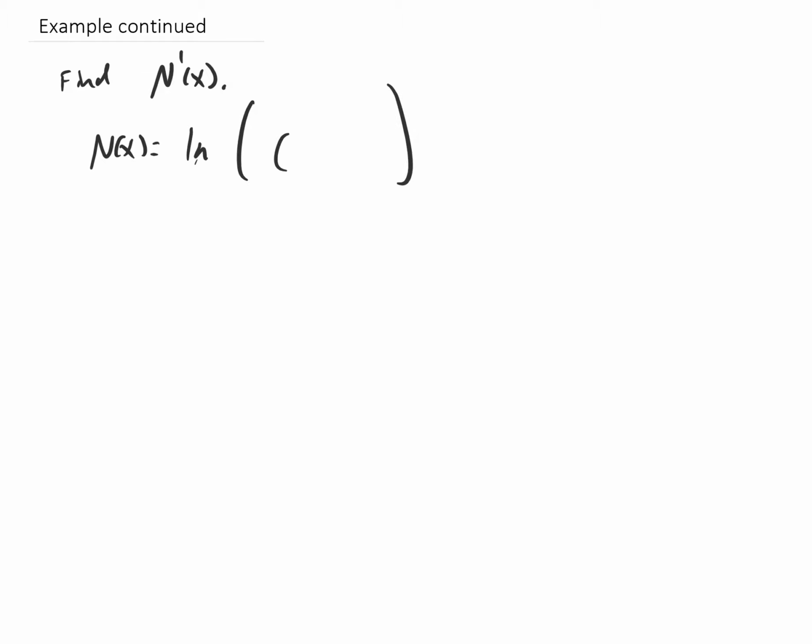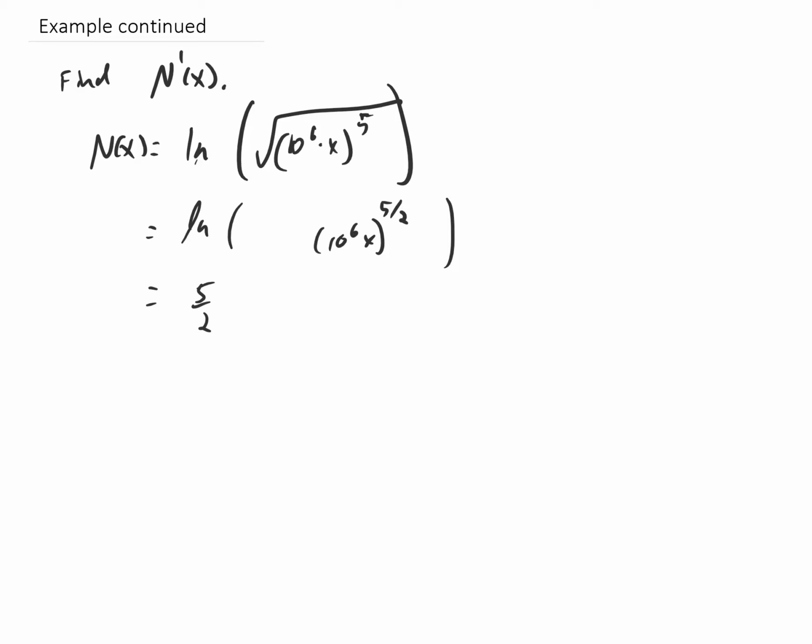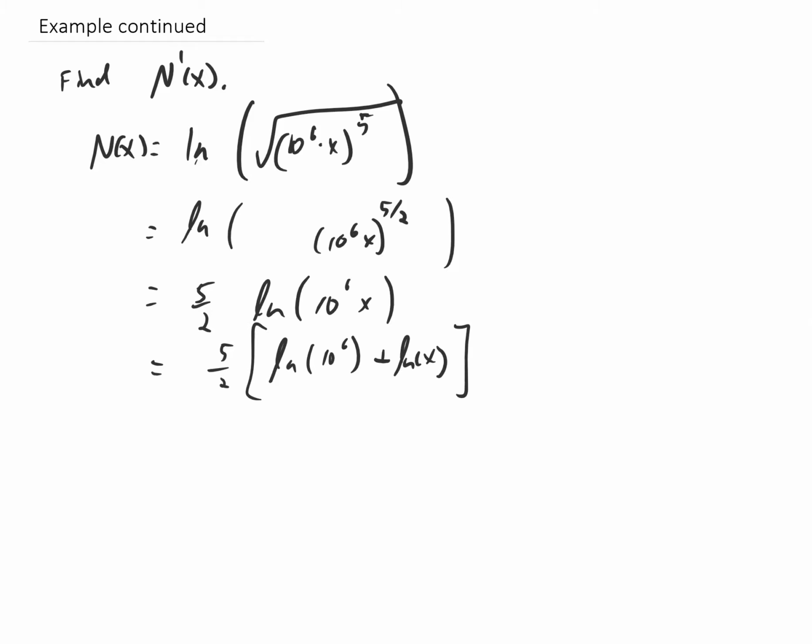A little algebra will help us do this more easily. So here's our function. And we can use properties of exponents and logs to rewrite it in a less complicated way. Since the square root is the same as to the 1/2, and then we can use this property of logs to pull out the exponent. And then the addition property of logs to change the natural log of a million x to the natural log of a million plus the natural log of x. This will make the derivative much easier to find.